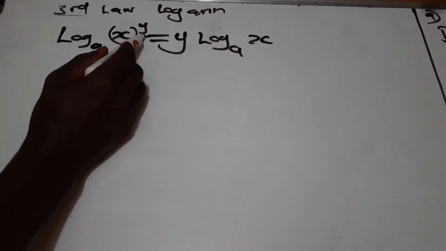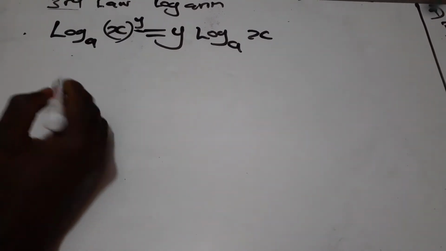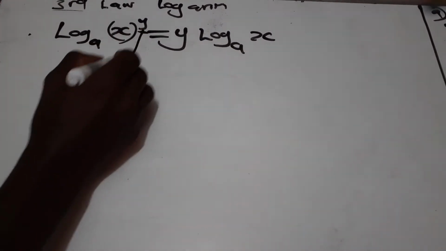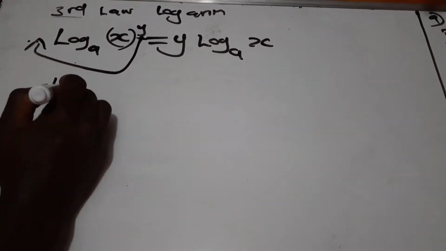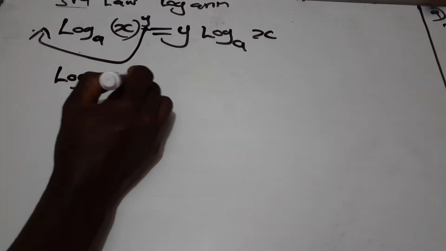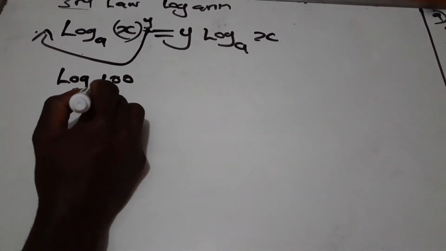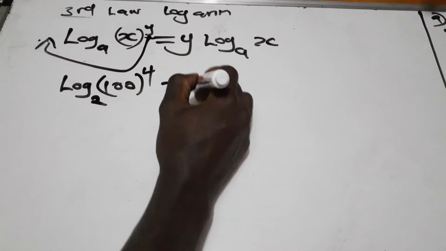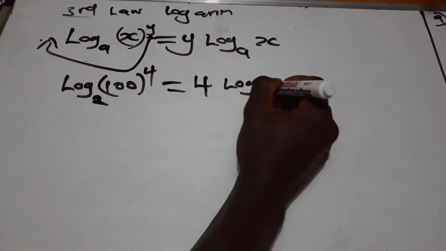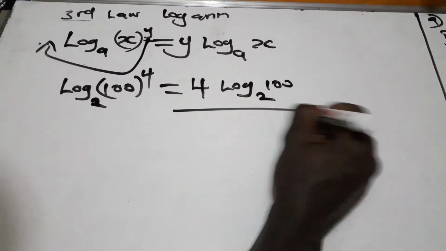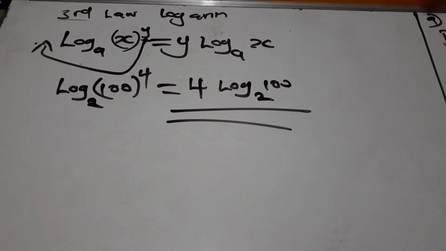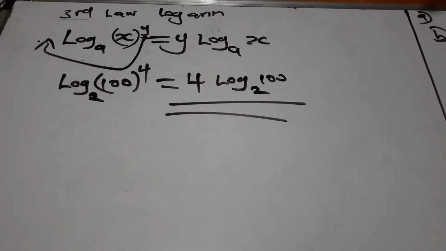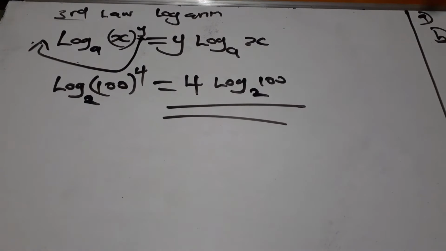Simply, you can see what has happened. This power has been brought to the front. So when you're told log of 100 to base 2 raised to power 4, this will simply give us 4 log 100 to base 2. Just take the power to the other end of the logarithm. Are you together? So that is the third law of logarithm.